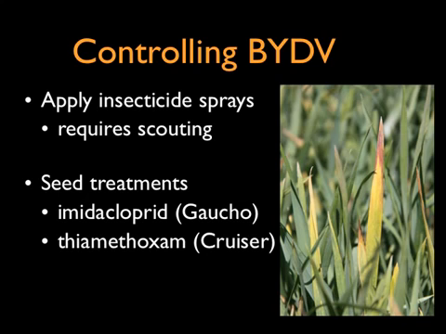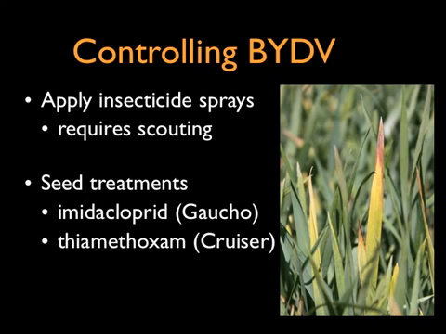Some of the other methods used to control BYDV, of course, include scouting quite regularly for the aphids that are occurring in the field and then using insecticide sprays to kill those aphids. That is one method that will help, but quite often those aphids have reached levels high enough that they will have transmitted virus, and again it won't be a complete control of the barley yellow dwarf virus disease.